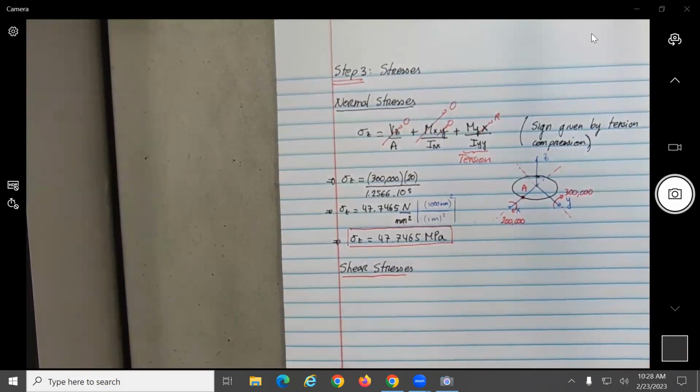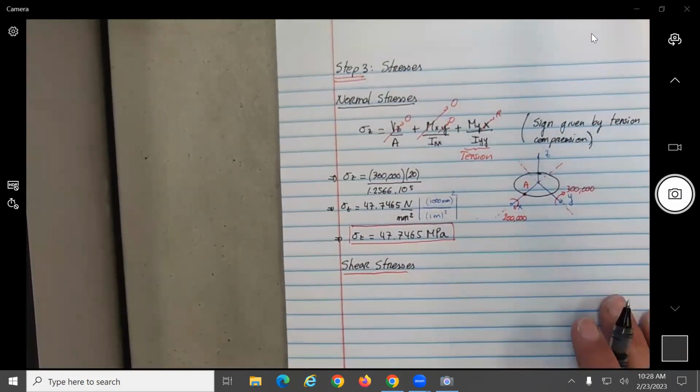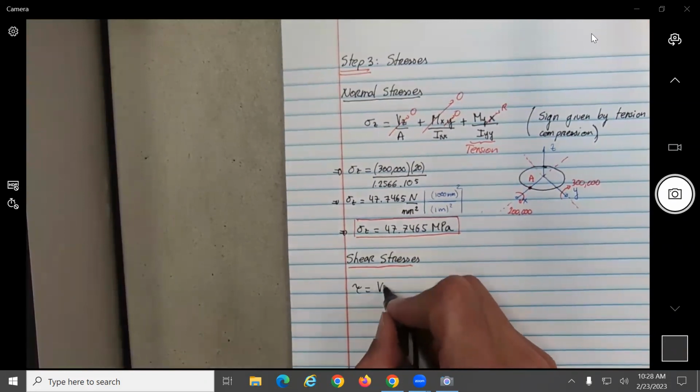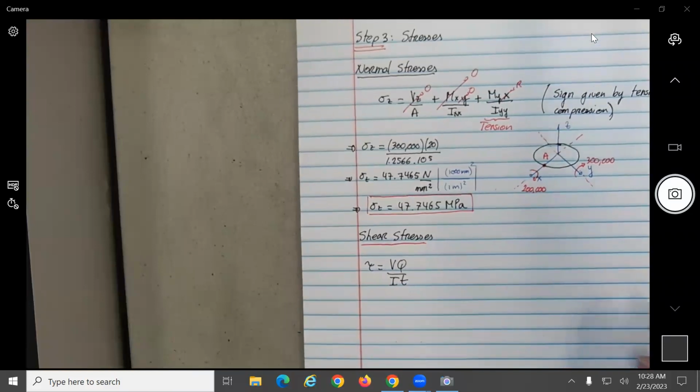All right. Okay, shear stresses. So that one's a bit more difficult. I understand, and I get it, okay? So the general equation for this is what? Q over I t. Yeah, that's the general equation.